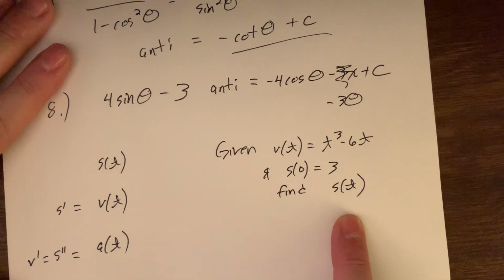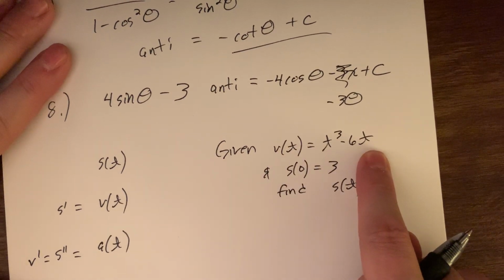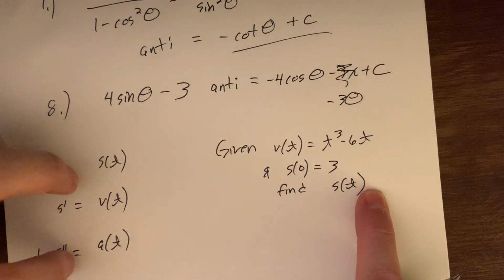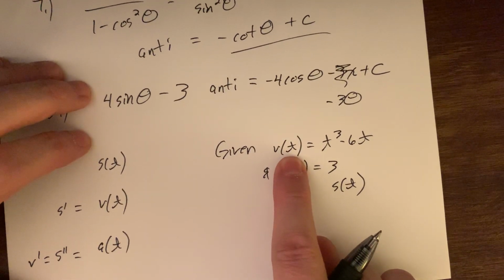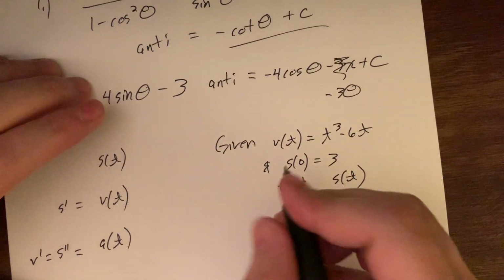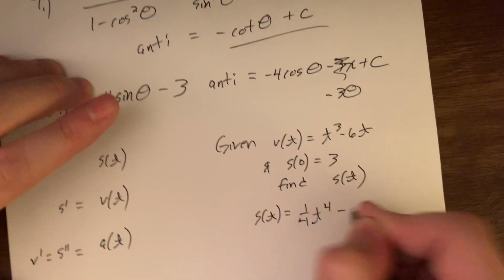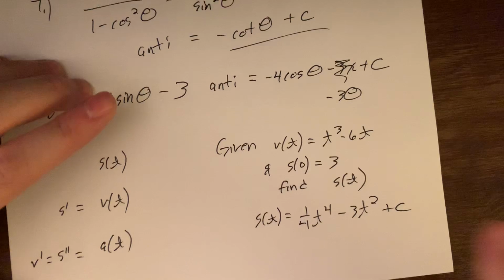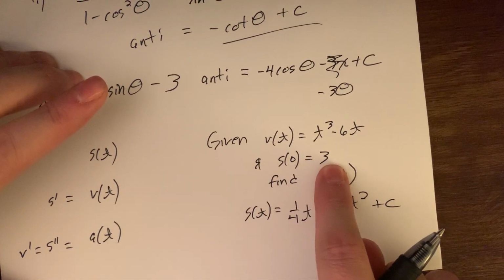Do we realize that's the exact same problem we started with? That this is the derivative. So that's like saying, given f prime, find f. That's all we need to realize here, that with this relationship, v is s prime, so this is just an antiderivative. But in the same way, I get my 1/4 t to the 4th. I'm just going to clean this up. This will be a minus 3t squared plus c, and I'm still going to need this value to find c.